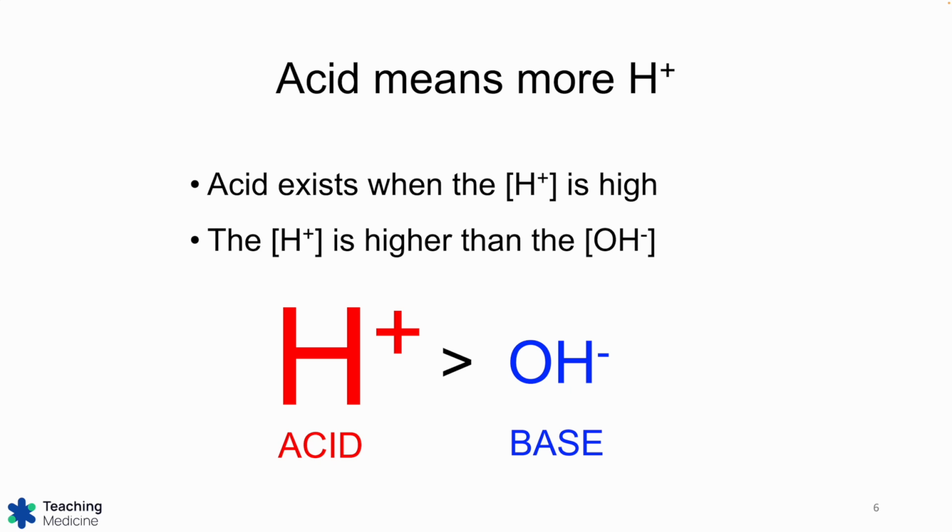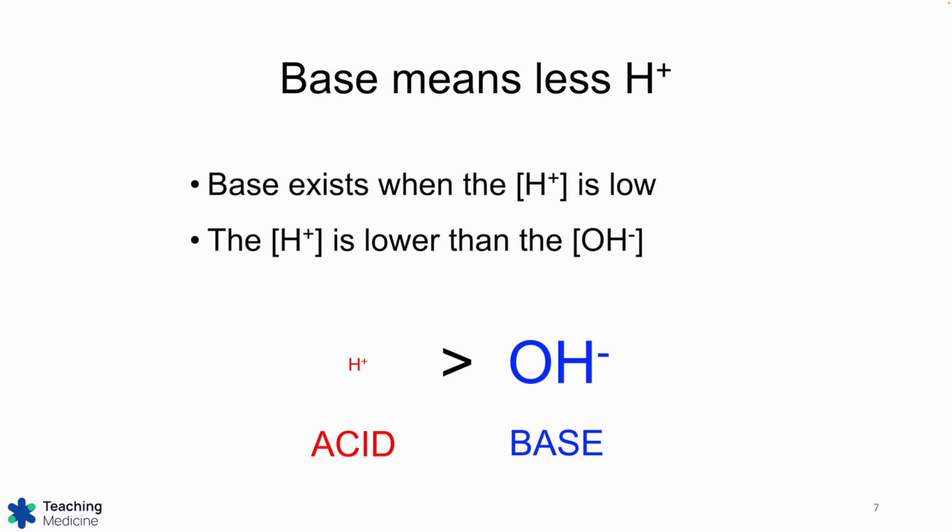When you have a solution that is acidic, it means the concentration of hydrogen ions is very high and is higher than the hydroxyl concentration. When you have a solution that is a base, this is when the hydrogen ion concentration is very low and is lower than the hydroxyl ion concentration.